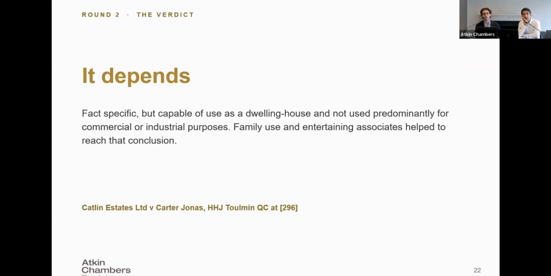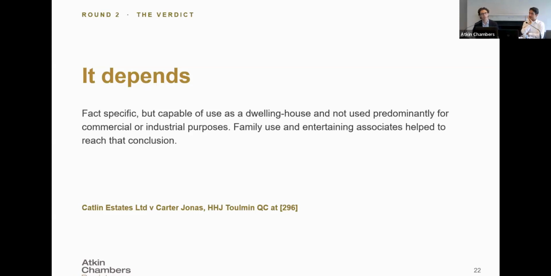So in that sense, because it had that family use, it's again not being used predominantly for commercial purposes, and capable of use as a dwelling house. If it's got rooms where you can live and en suites, and you can functionally use it as effectively a house on the grounds of your estate, then again, applying Catlin, that's capable of being used as a dwelling house. So in those circumstances, the answer would probably be yes.